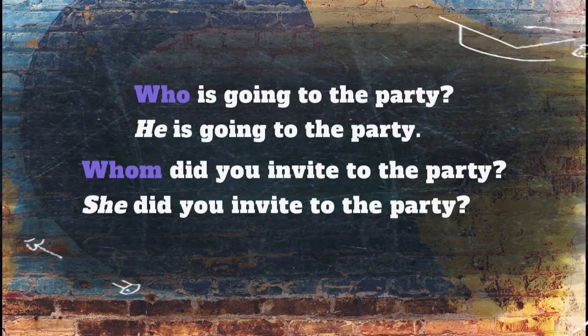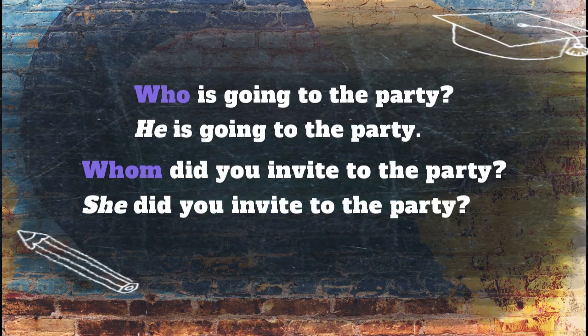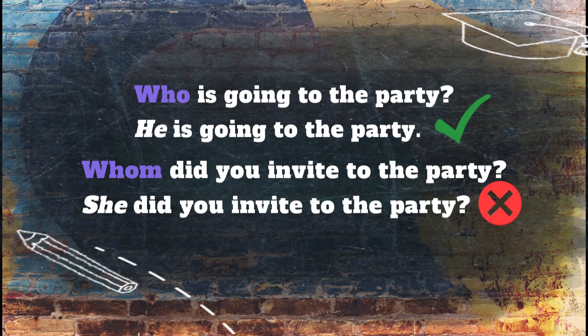So let's take a look at those sentences again to show you what I mean. Who is going to the party? Can I replace who with he or she? All right, let's try. He is going to the party. Okay, yes, I can. What about the next sentence? Whom did you invite to the party? Can I replace it with he or she? Let's try that. She did you invite to the party? No, I cannot. That doesn't work.